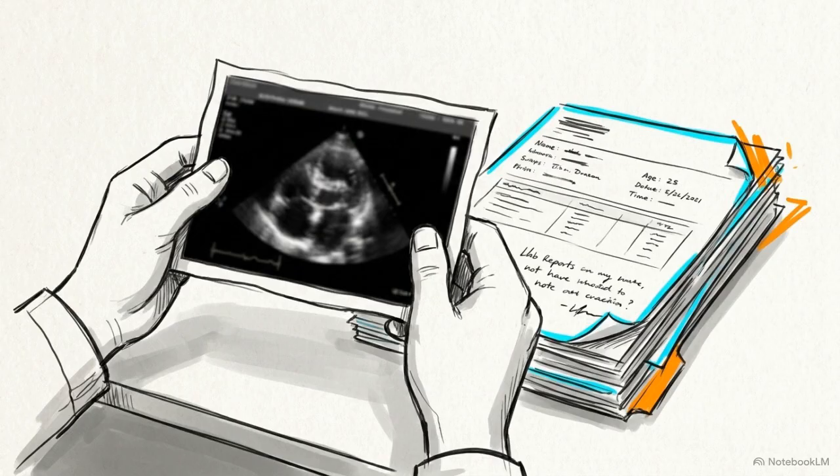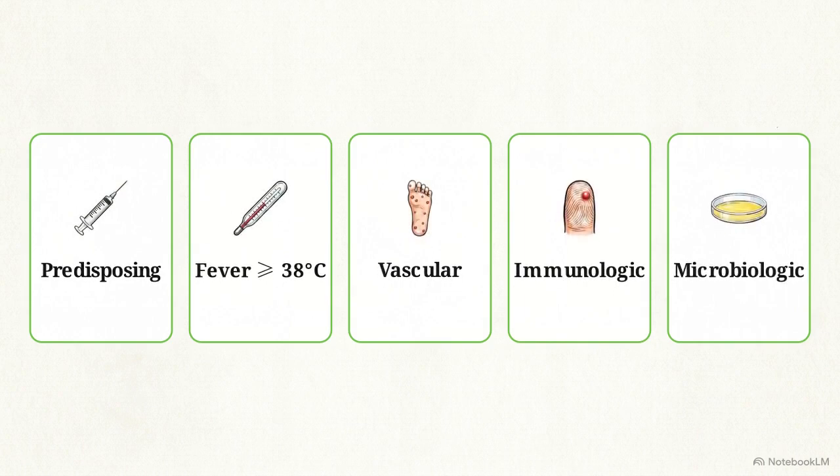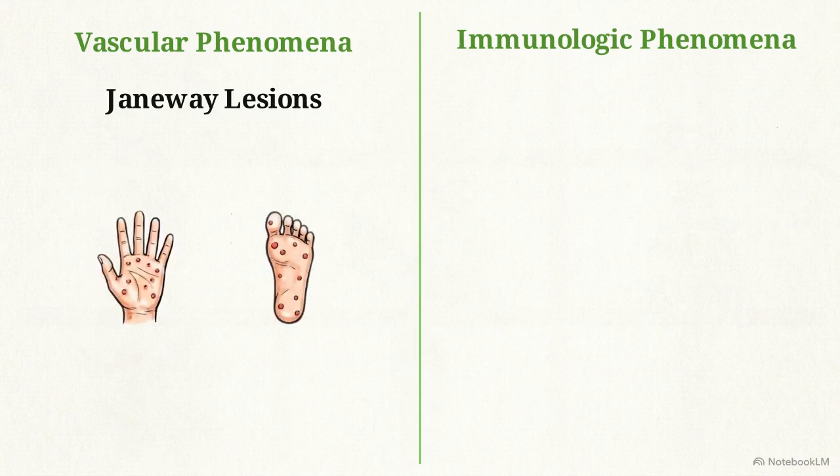When direct evidence of the heart valve itself is inconclusive, you have to rely on the minor criteria. These fall into 5 categories: predisposing conditions like IV drug use, a fever over 38 degrees Celsius, vascular phenomena, immunologic phenomena, and minor microbiologic evidence. Keeping the vascular and immunologic skin manifestations separate is a common clinical hurdle.